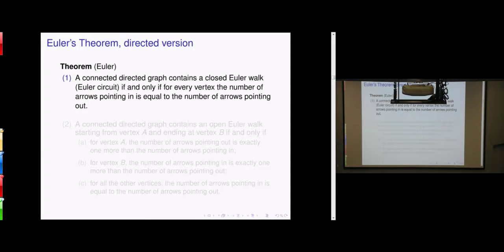The philosophy is the same as what we did for the undirected, because what comes in must come out, right? So here you can match. If you come in, then there's always an available road for you to go out. So the number of in edges is equal to the number of out edges. So this is the theorem. Quite easy to understand, right?